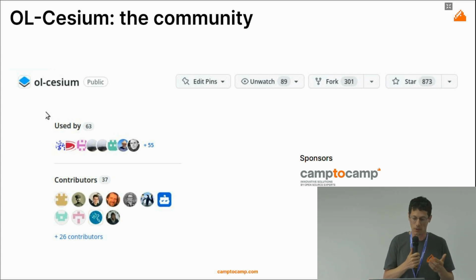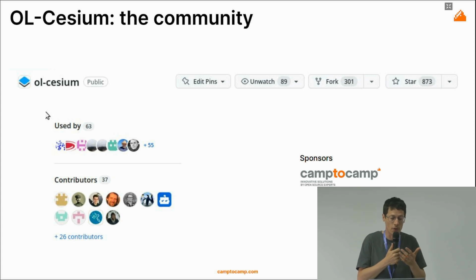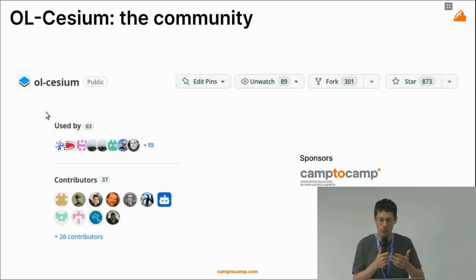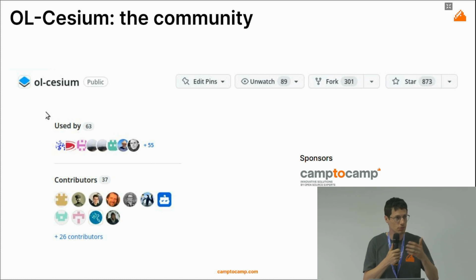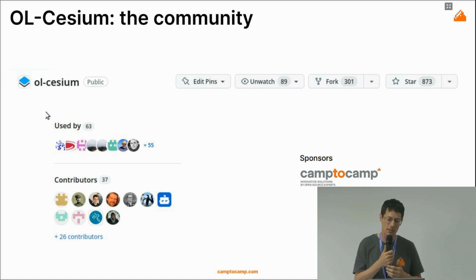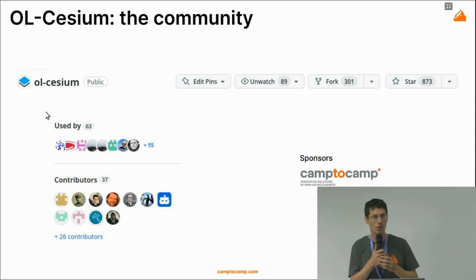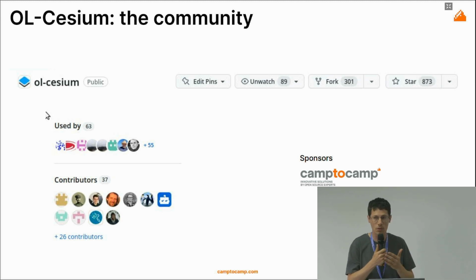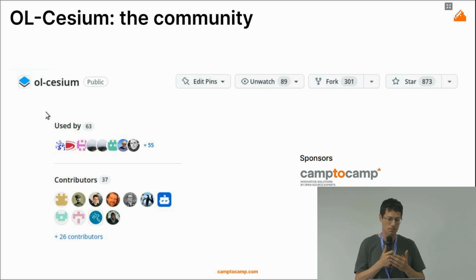OL-Cesium is really popular. I don't do a lot for that, but it's just popular. And if you go on GitHub, you'll see there are so many stars, so many forks, so many people watching it, and it's used broadly. GitHub is saying 63 dependent projects. We have a few contributors. Of course, the main contributors are not so numerous, but we have contributors. Not many sponsors, so Camptocamp is doing a lot, but we could have more. Well, that's a fact. It's really popular.